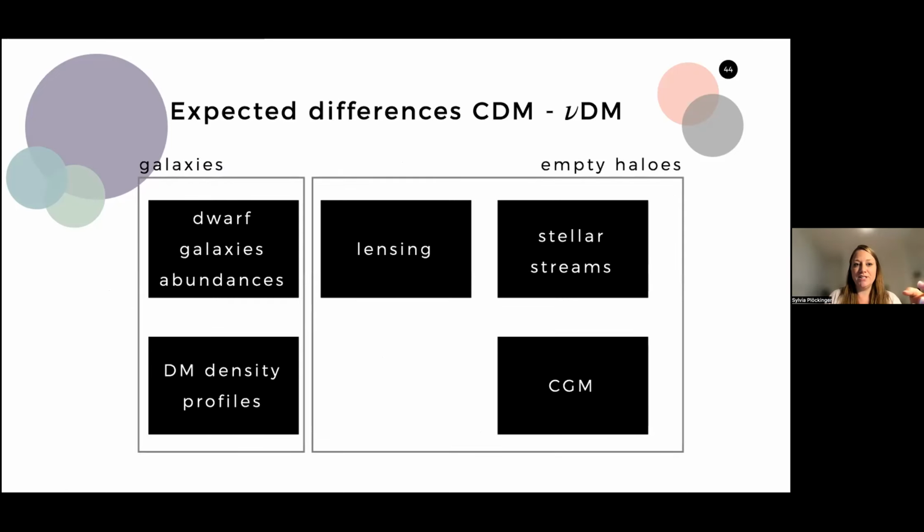And then you would expect differences maybe in dwarf galaxy abundances, especially ultra-faint dwarf galaxies. As I mentioned, this will be very interesting with the Vera Rubin Observatory, potentially for the dark matter density profiles, but also all the empty halos and lack thereof will be interesting for lensing measurements. Then, for example, stellar streams and gaps in stellar streams can help to determine whether they have been hit by these empty halos that would exist in cold dark matter, but less so in warm dark matter models, and then also in the circumgalactic medium.